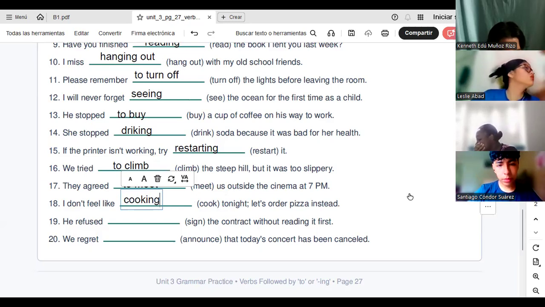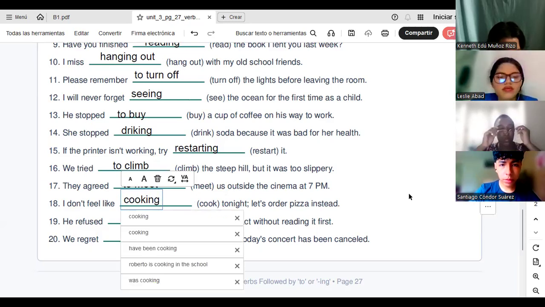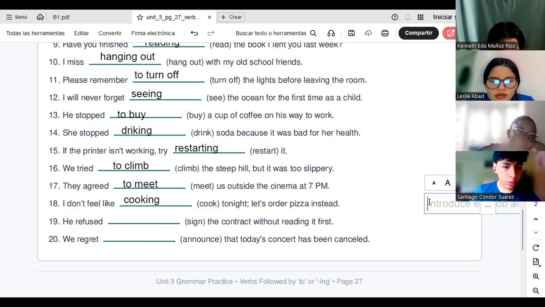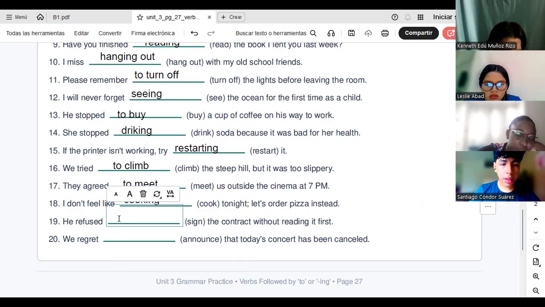Okay, great. Well done. Cuídate. Santi, number 19. He refused to sign. ¿Cómo se pronuncia el verbo? To sign. Sign. This is sign. Firmar. To sign the contract without reading it first.